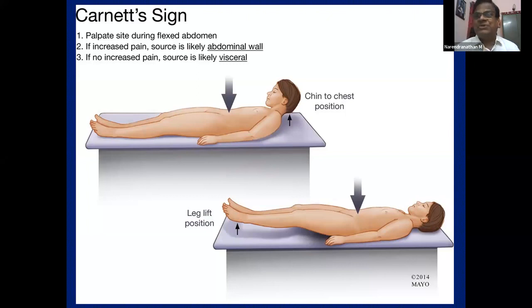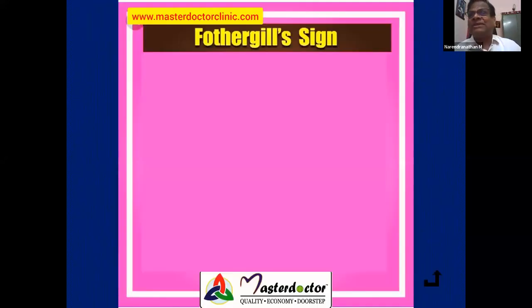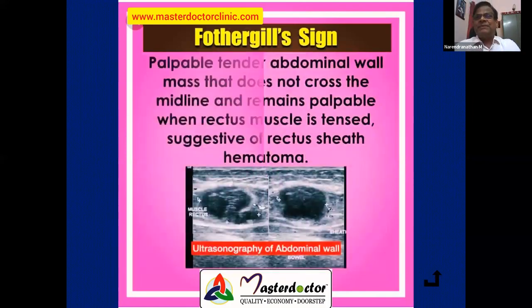There is a sign to differentiate an anterior abdominal wall lump from a visceral lump. This is called Fothergill sign, to differentiate a hematoma in the rectus sheath from a mass that is inside. A palpable tender abdominal wall mass that does not cross the midline and remains palpable when the rectus muscle is tense is suggestive of a rectus sheath hematoma. It doesn't mean something inside. So when the lump remains palpable on tensing, it is from the rectus sheath.